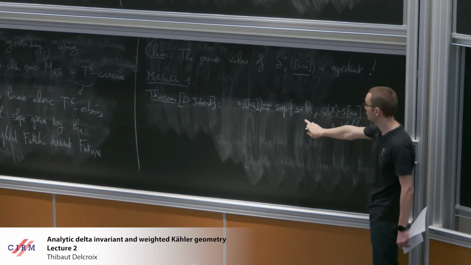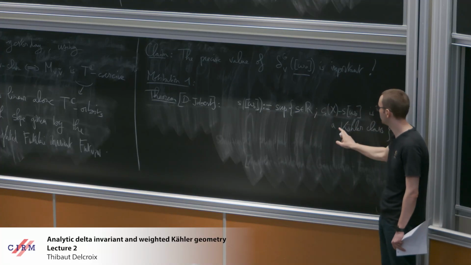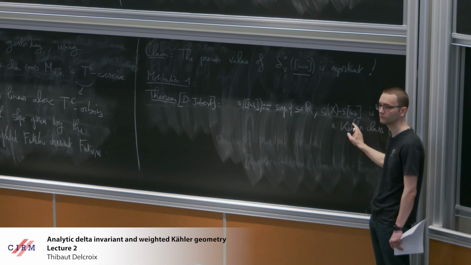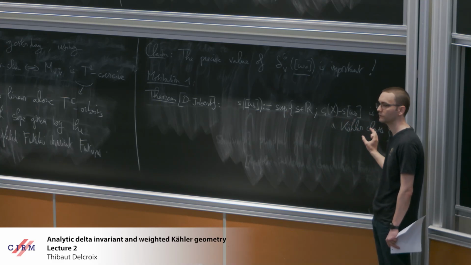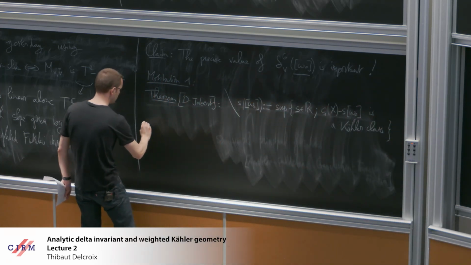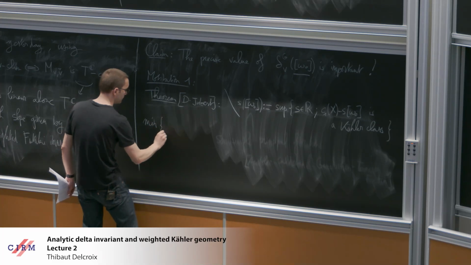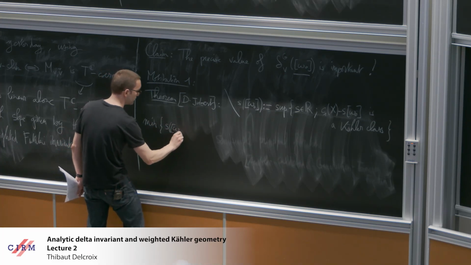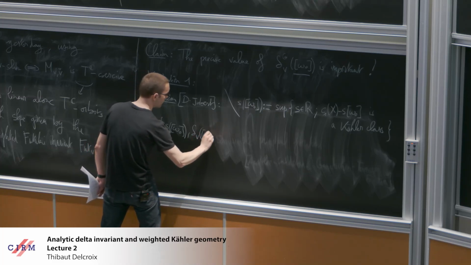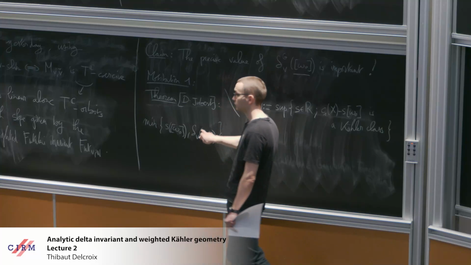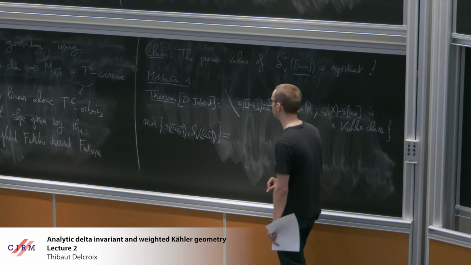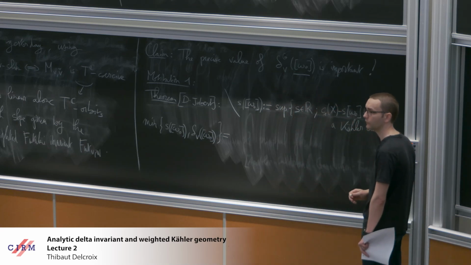I take the largest real number S such that the cohomology class C1(X) minus S times the Kähler class of omega 0 remains a Kähler class. Okay, and then the statement is that the minimum of this and the delta invariant with the trivial group G is equal to the so-called Gratus-Ricci lower bound.